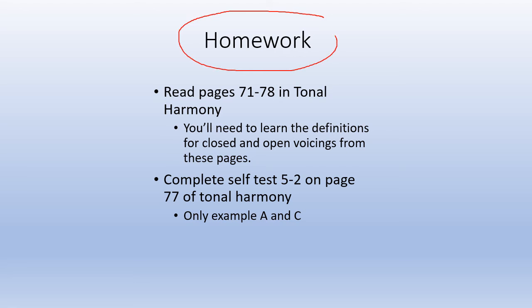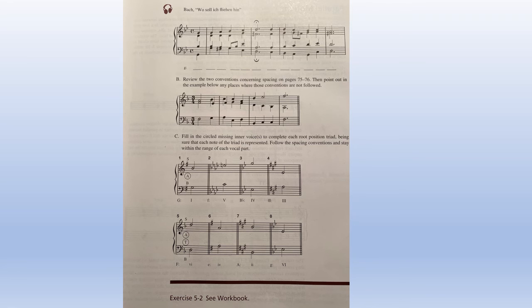Here's your homework. You're just going to be reading pages 71 to 78 in Tonal Harmony. Pay attention to the section that's talking about closed and opened voicings. And then you need to complete self-test 5-2 on page 77, only examples A and C. So here's what that looks like, and I just want to go over a couple of things that might be a little bit strange when you're here.